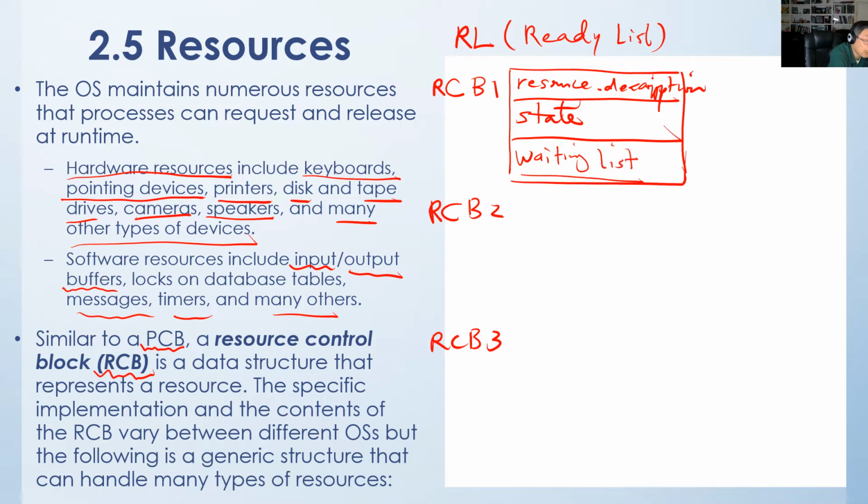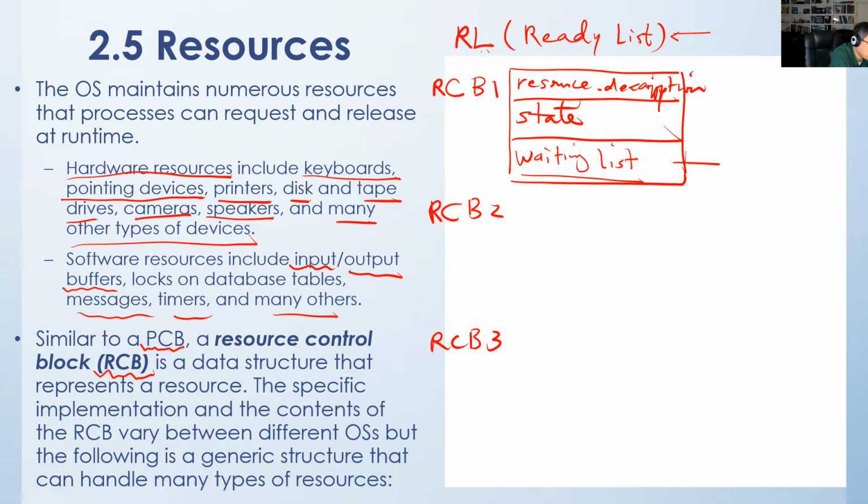That's the other field, the waiting list. When a process requests a resource and the resource is currently unavailable, then the process, its PCB basically, is going to be put on the wait list. Now, remember, a process could be waiting in the ready list. If it's in the ready list, that means the process is waiting for a CPU.